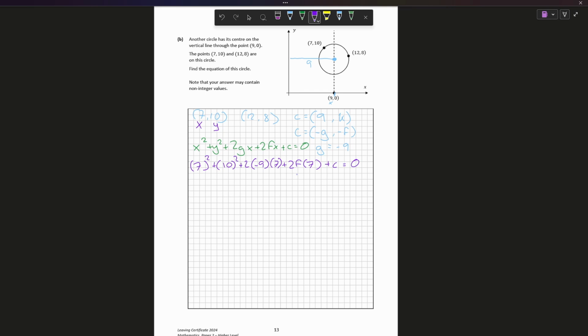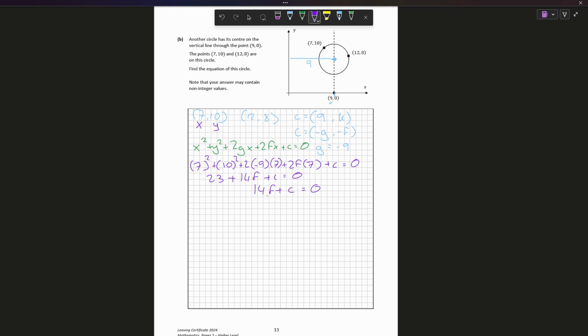And that should give us 23. So what we have here is 23 plus the 2 by 7 makes 14. F plus c equals 0. So I can actually say 14f plus c equals 0. And now hopefully you can see where this is going.